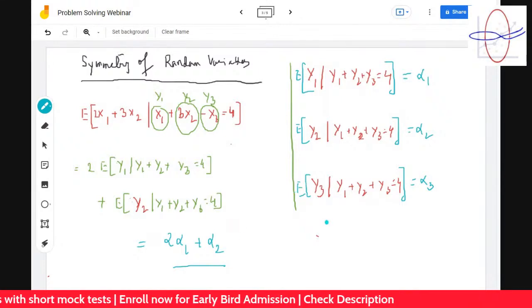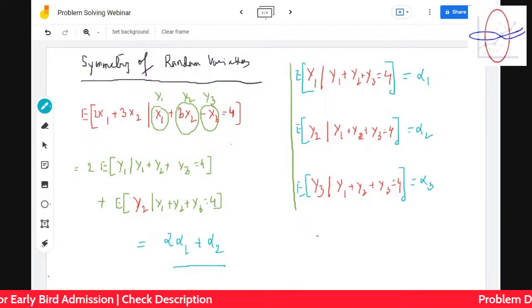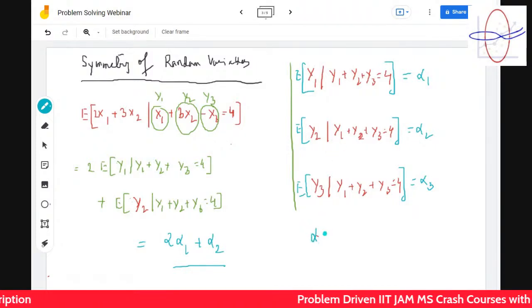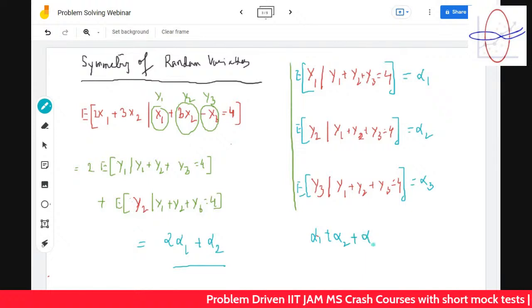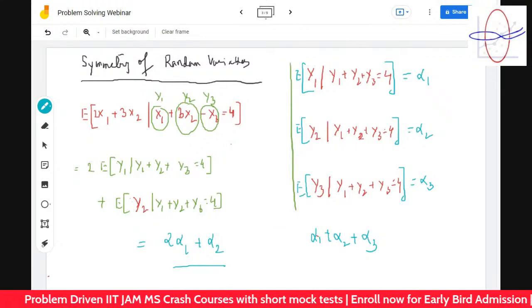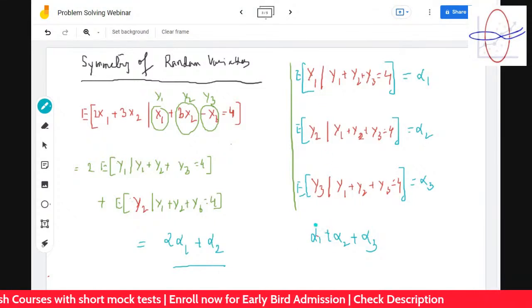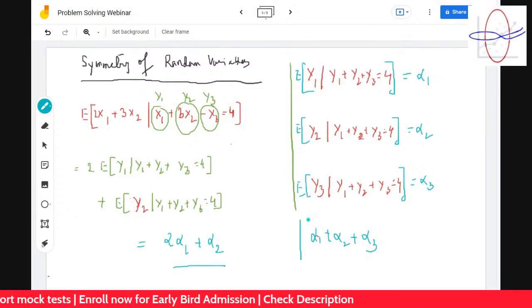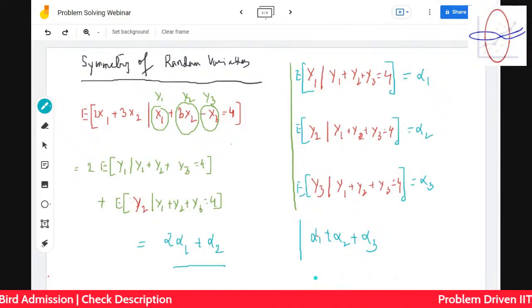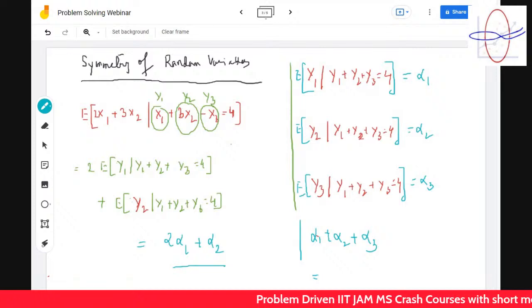Now, it's sort of forcing you to find out alpha 1 plus alpha 2 plus alpha 3, like this, you're being asked to find out alpha 1 plus alpha 2 rather. So using the symmetry idea, let's find out alpha 1 plus alpha 2 plus alpha 3. Can you find out alpha 1 plus alpha 2 plus alpha 3, guys? Any ideas how to find it?